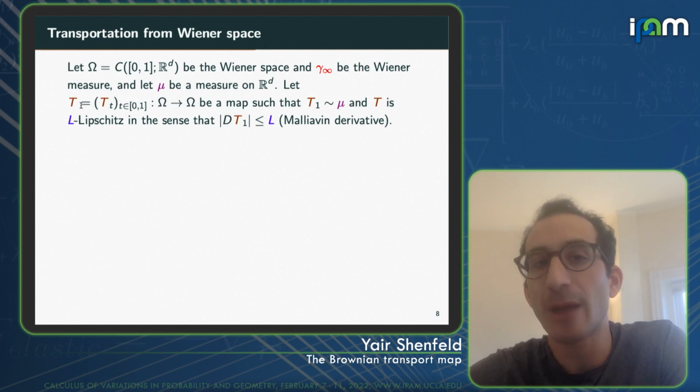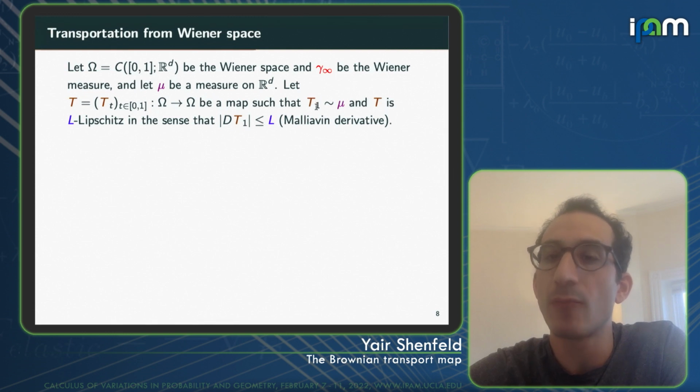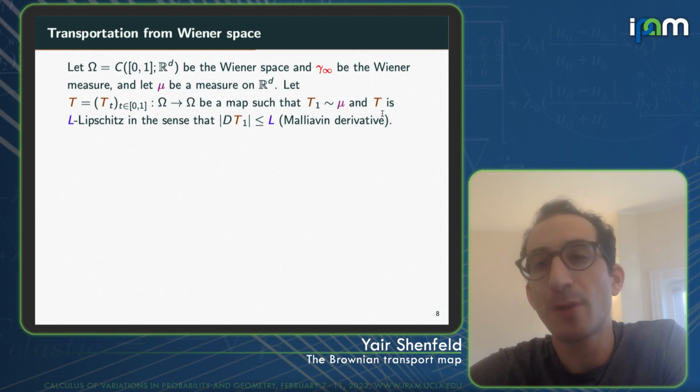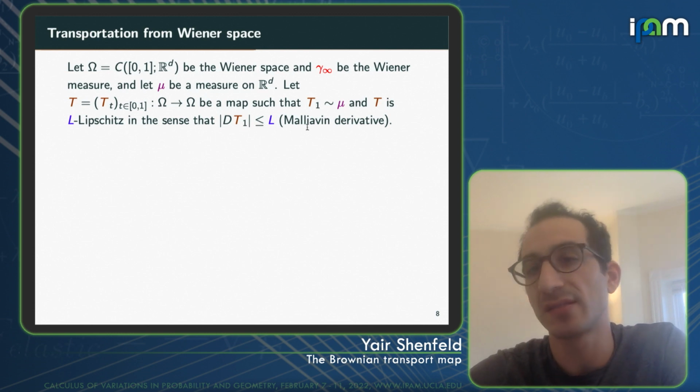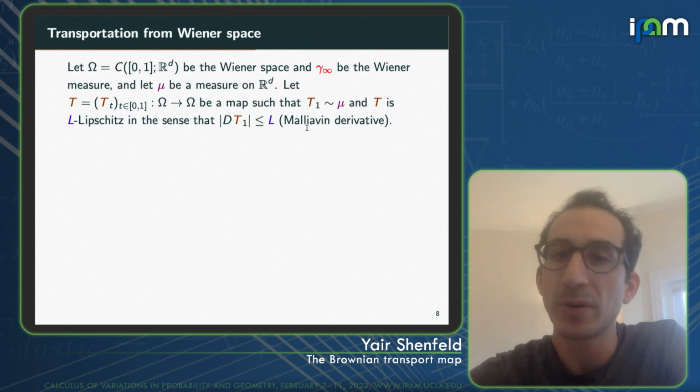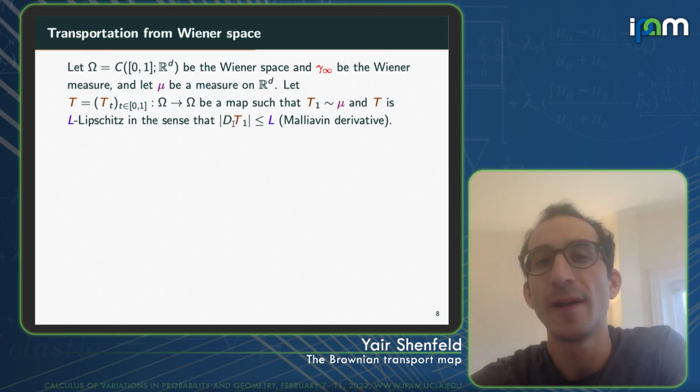But now we're going to take this map T, which is not the identity, and we're going to look at such a map so that by time 1, it's distributed like mu, our measure of interest. So let's suppose, in addition, that T is Lipschitz. So what does it mean? I mean that the derivative, okay, you have to define what we mean by derivative here. So you need Malliavin calculus for that. But for now, let's just treat it formally. Let's say the derivative is bounded by L.